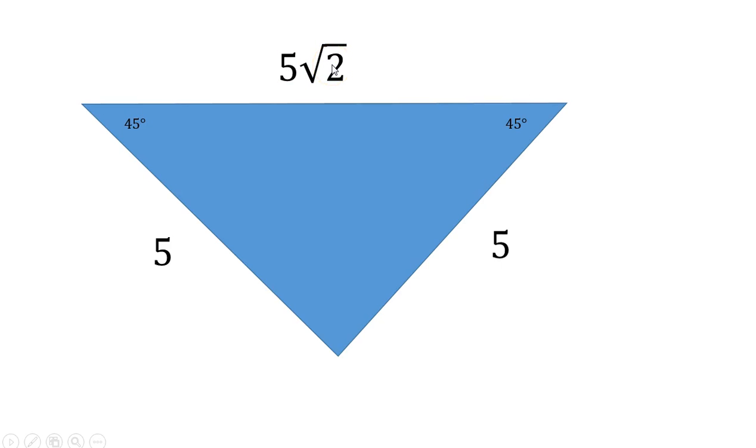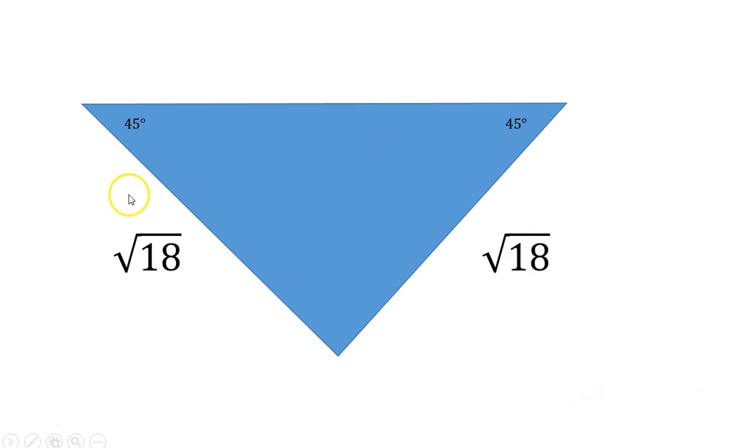And we found the missing values of the side lengths of a 45, 45, 90 triangle given just one side length. Another example here. Now I have the square root of 18. The square root of 18 is the length of one of the legs. So since I know the length of one of the legs, I automatically know the length of another leg. And then the length of the hypotenuse is the length of one of the legs times the square root of 2. So I'm going to write this out.